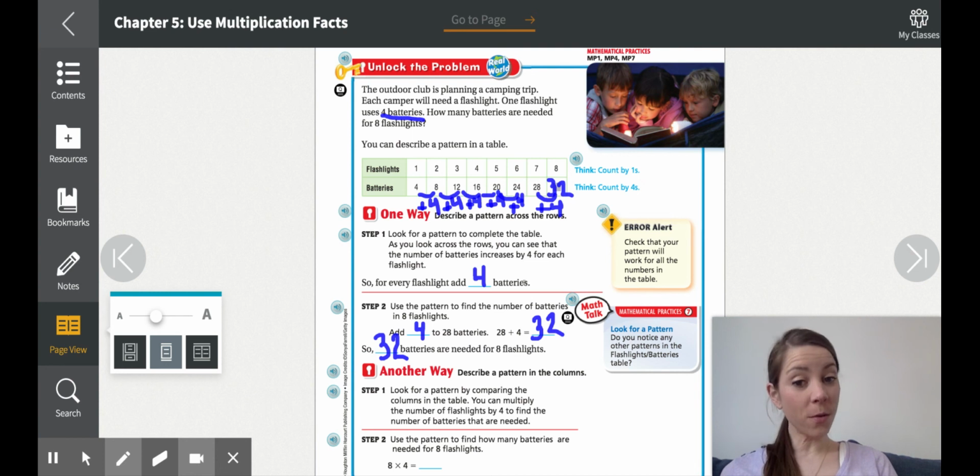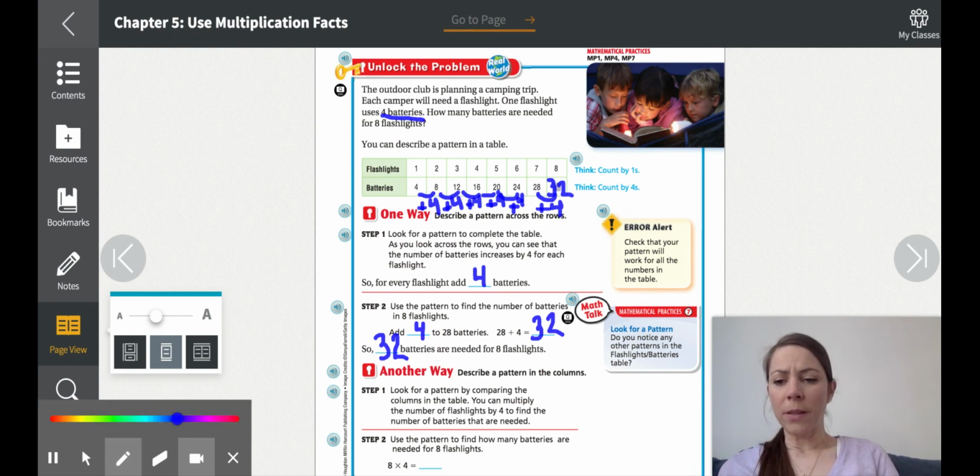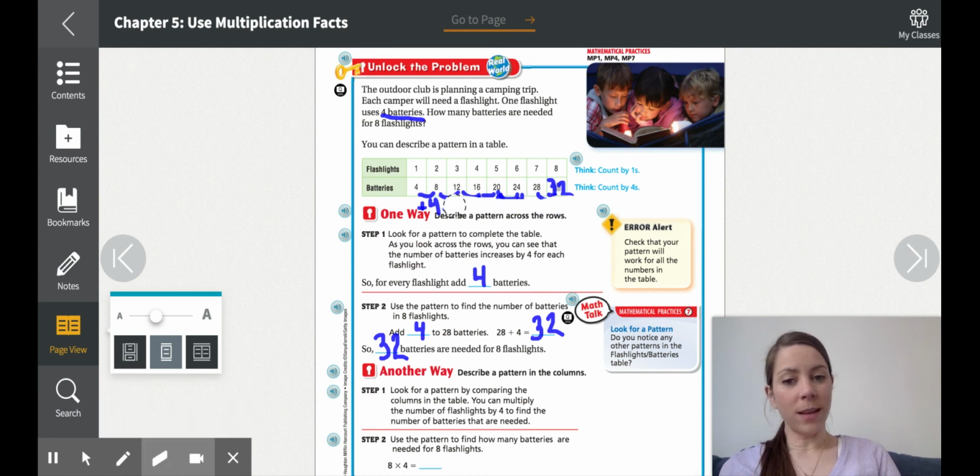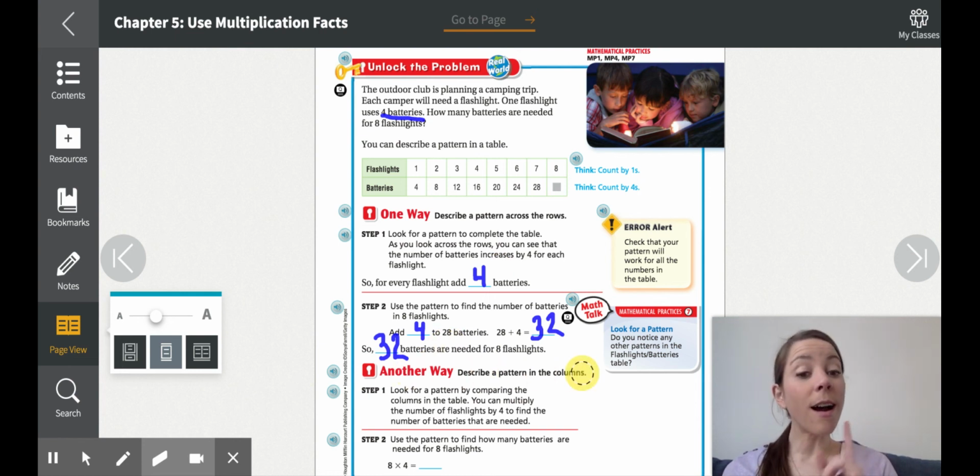But there's another way to notice patterns in this table. Like I said, second graders, or when we're before we've mastered our new multiplication skill, would use skip counting or adding 4s, right? But some of you are saying, Ms. Byrne, we've learned that that takes a little too long and we don't necessarily have to do that. So now let's try another way down here. It says another way, describe a pattern in the columns. So now can we look down and up to see if there's a pattern that way?